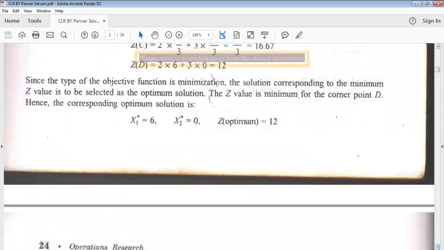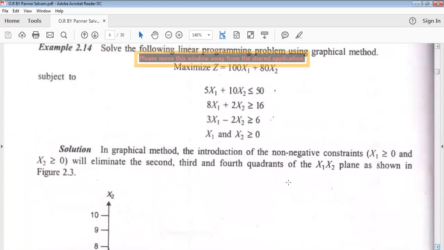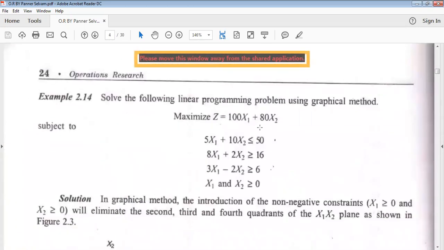So next comes another problem. Solve the following linear programming problem using graphical method. Again, maximization problem, z equal to 100x1 plus 80x2, subject to 5x1 plus 10x2 less than or equal to 50, 8x1 plus 2x2 greater than or equal to 16, and 3x1 minus 2x2 greater than or equal to 16. In this, one constraint is less than and two constraints are greater than.